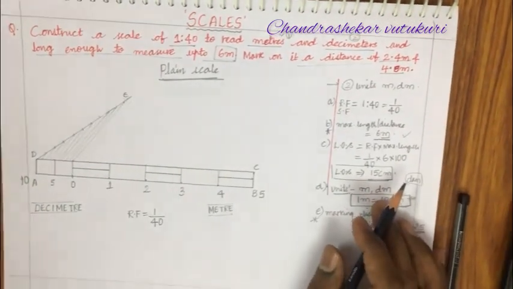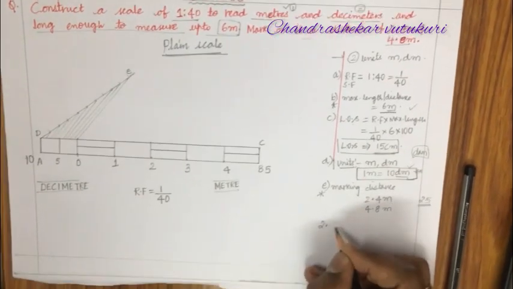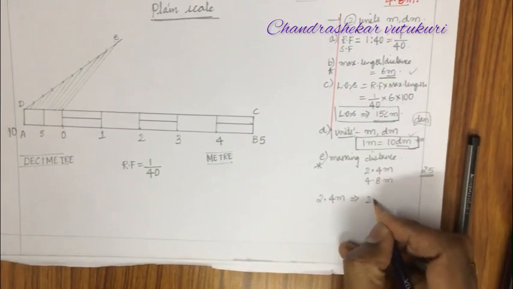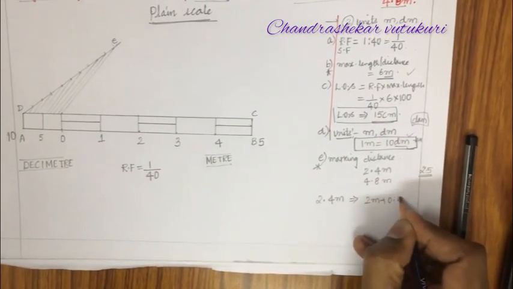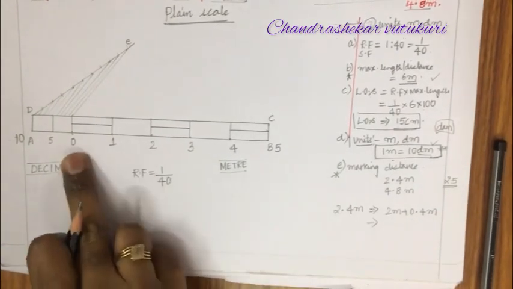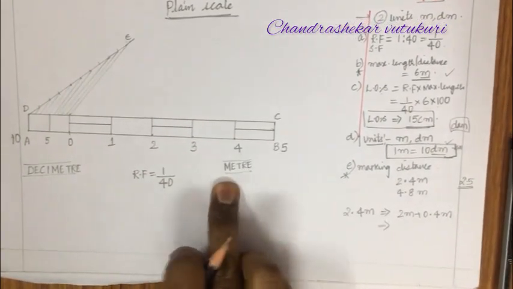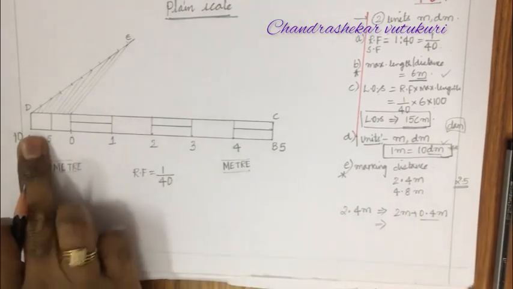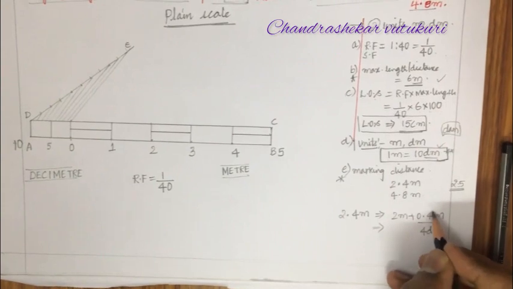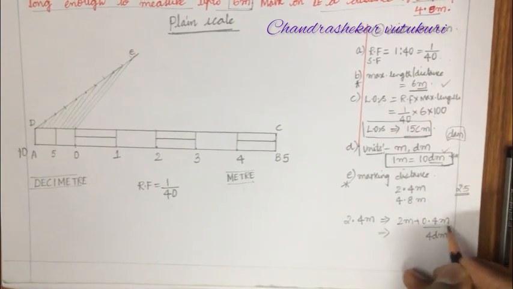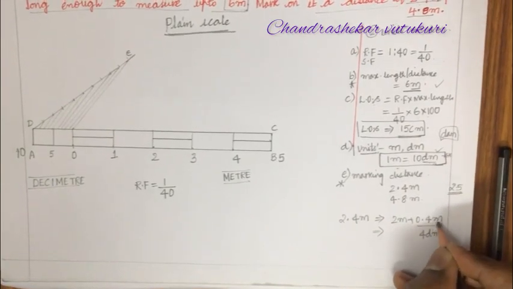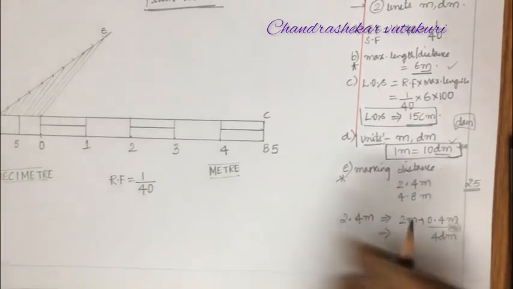So what is the marking distance to be here, dear students? This is 2.4 meter. This can be written as 2 meter plus 0.4 meter on the scale. So 2 meter can be read directly from 0 to 5, that is a meter, whereas 0.4 meter is nothing but 4 decimeter, isn't it? Why? Because 0.4 meter into 10 will give you the decimeter. So you are supposed to multiply this value with 10. So this will be 4 decimeter.